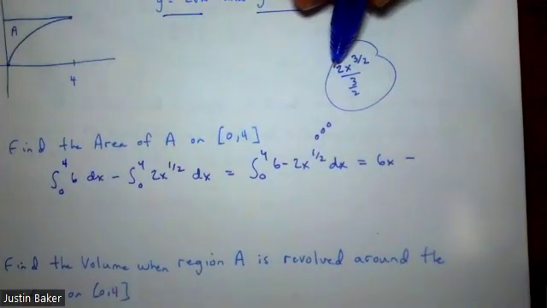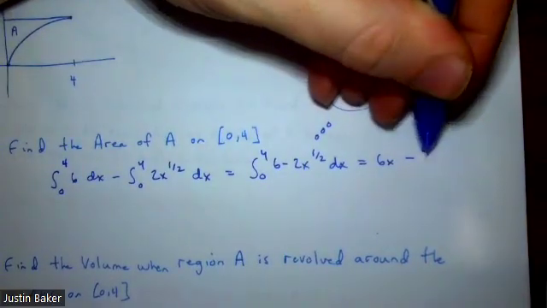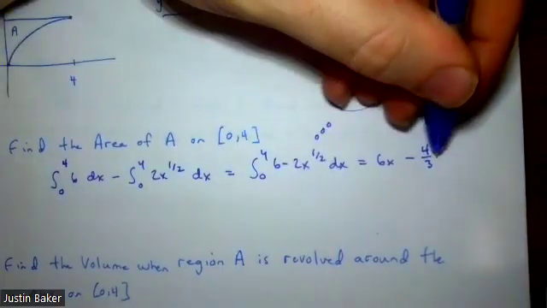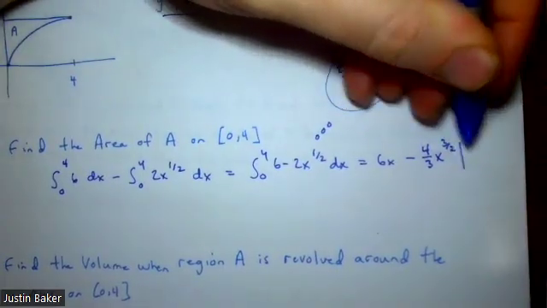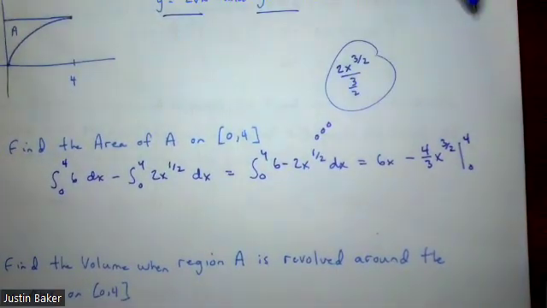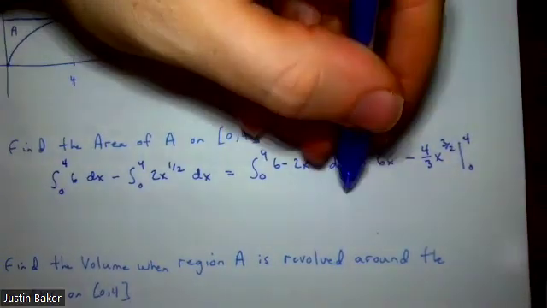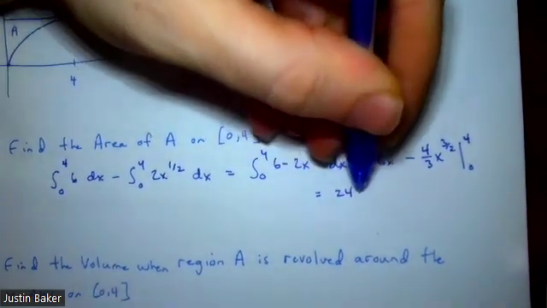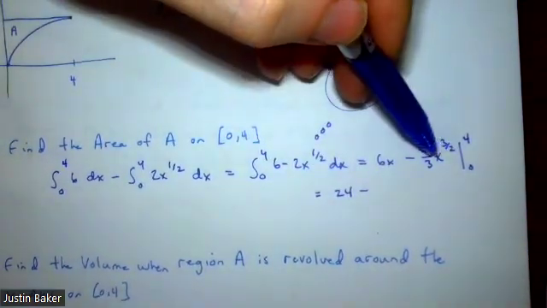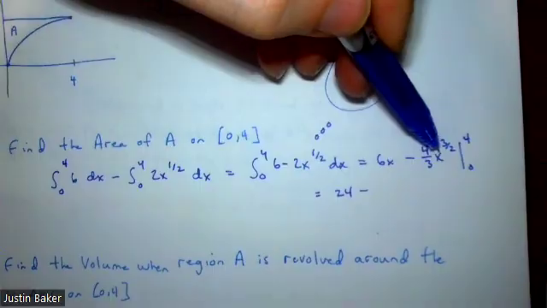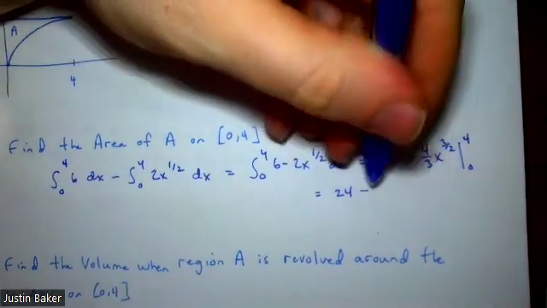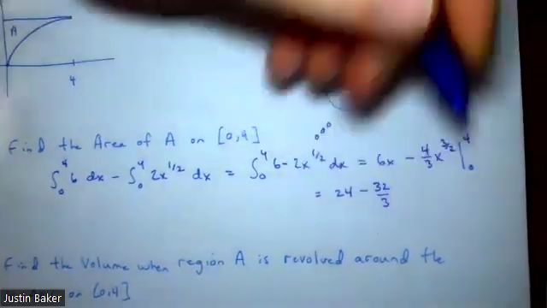So 2/3 times 2 is 4/3. And then x to the 3/2. Bounds are 0 and 4. 0 is not going to be helpful here, so we only have to put in a 4. So that is going to be 24 minus, if we put a 4 in there, that goes to 2 to the 3, which is 8. That would become 32 over 3.